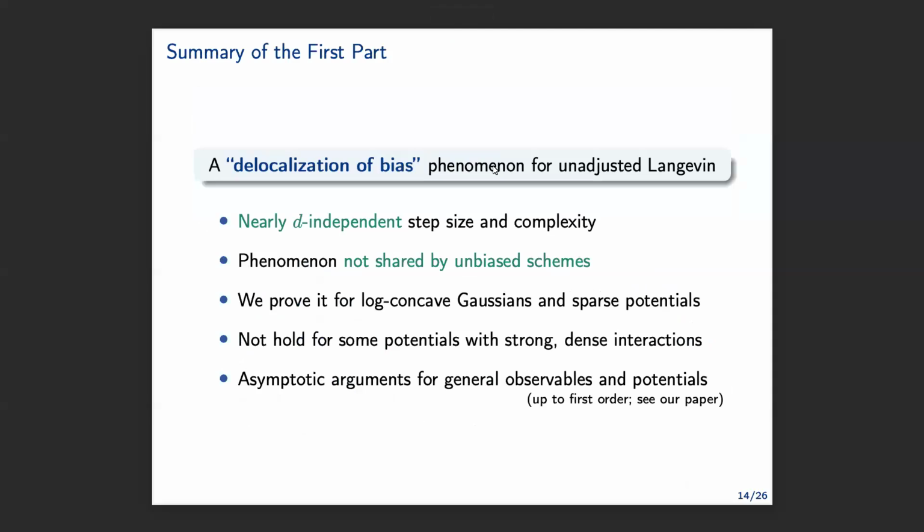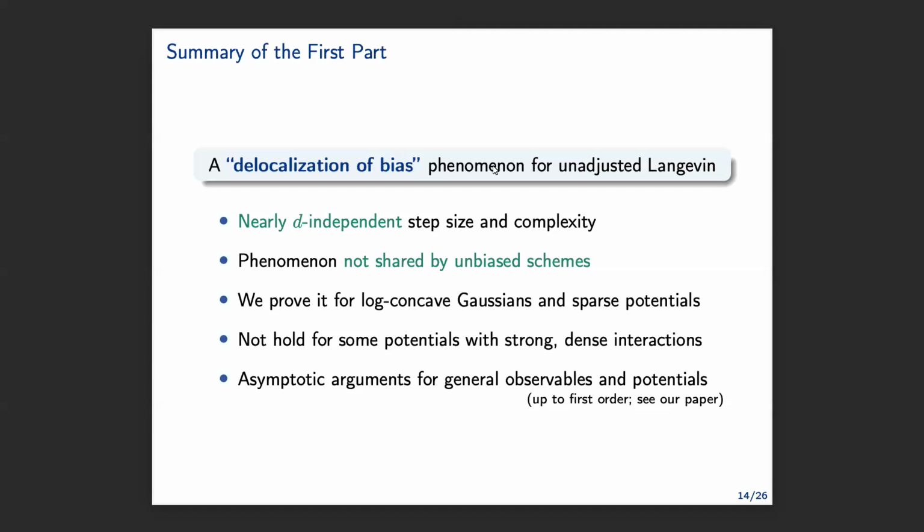Maybe it's time. I won't go into the details of the proof, but let me make a quick summary of the first part. We are interested in the sampling algorithms, the unadjusted sampling algorithms. We discover a new phenomenon. I think it's the first dimension-free phenomenon for the marginals. It's called delocalization of bias. Basically, the overall algorithm bias grows with d, but for individual coordinates, it's dimension free.